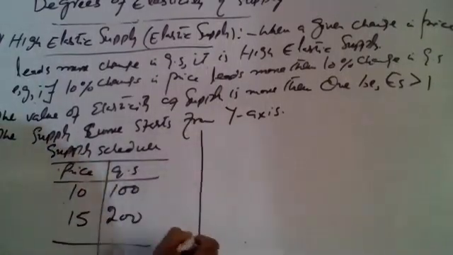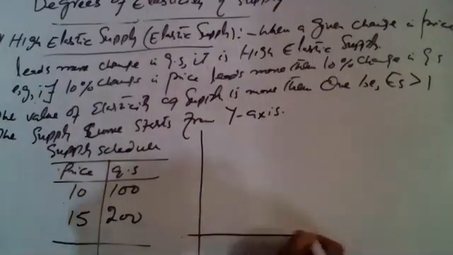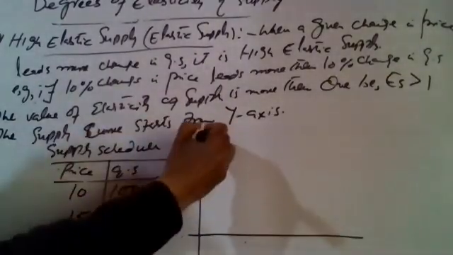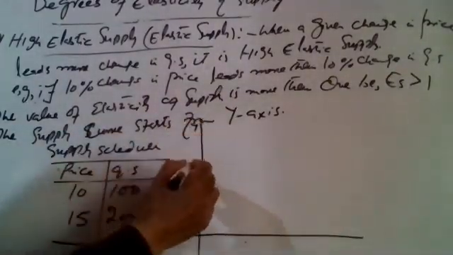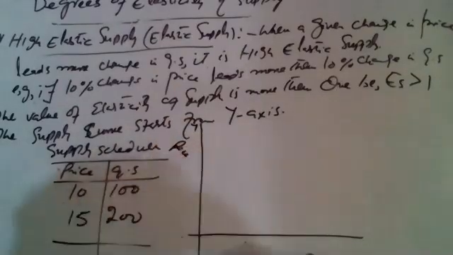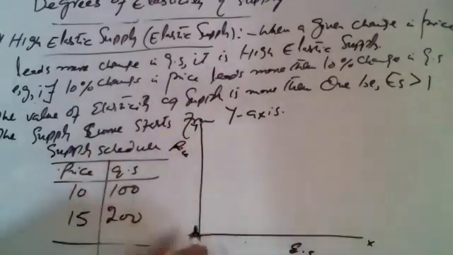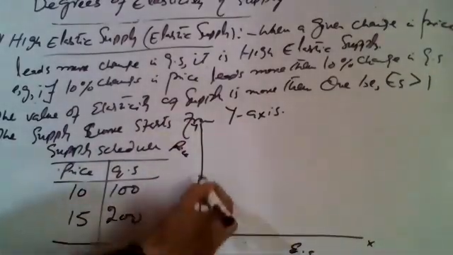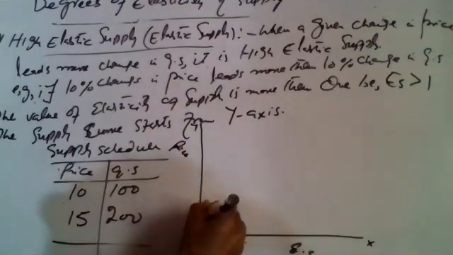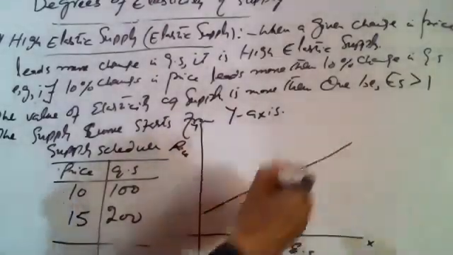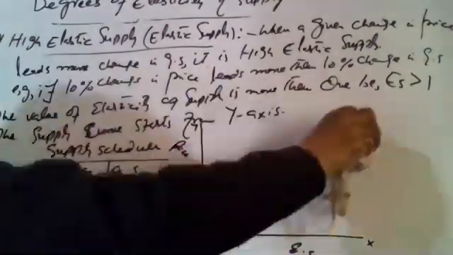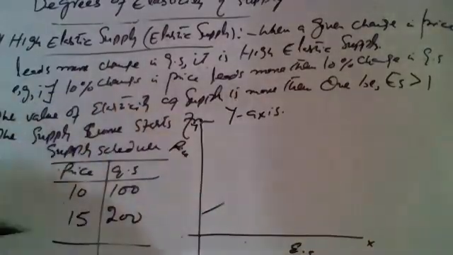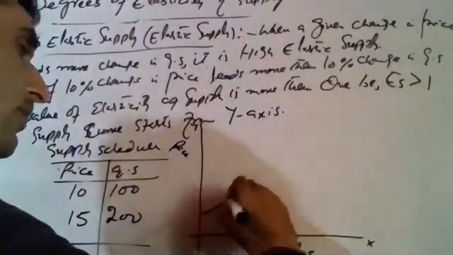So you can make the supply curve like this. OY shows price and OX shows quantity supplied. The supply curve starts above the origin, not from the origin, from the y-axis.